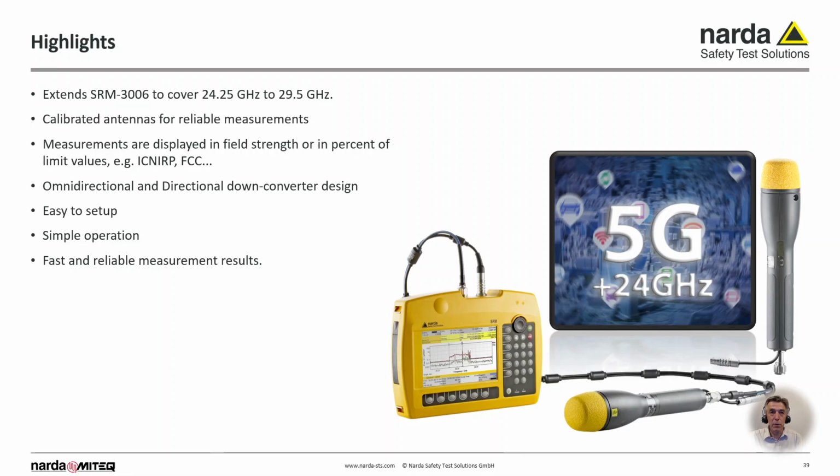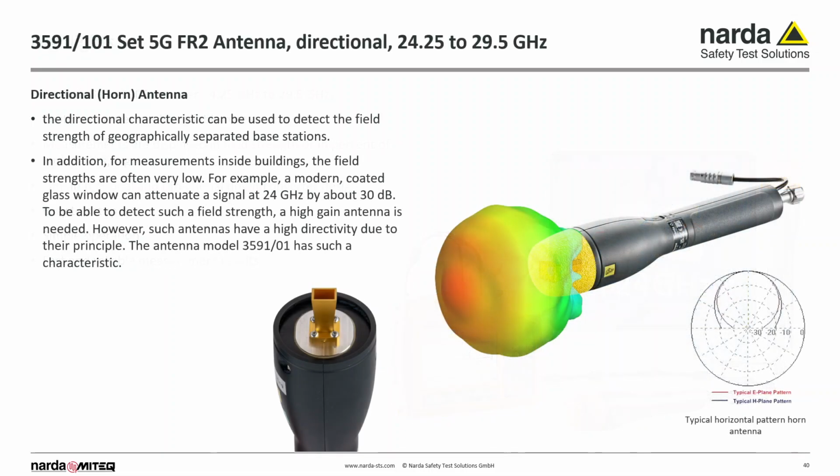You can measure the values in percent of standards or in milliwatts per centimeter square. They are as easy as the other SRM antennas, and the SRM basic unit also takes care of the frequency offset. So that means you read 24.5 gigahertz on the screen of the SRM. Absolutely simple to operate. But as you can see, we created two of them. Why do we have two of them?